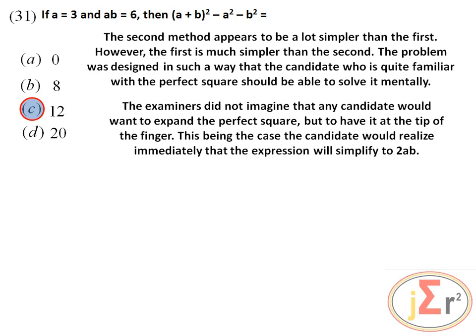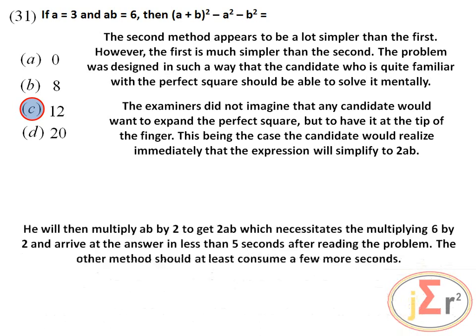This being the case, the candidate would realize immediately that the expression will simplify to 2ab. The examiners did not imagine that we would want to expand the perfect square, but that we will be sharp in our algebra and have it at the tip of our finger. So we'll be able to solve that in a few seconds.